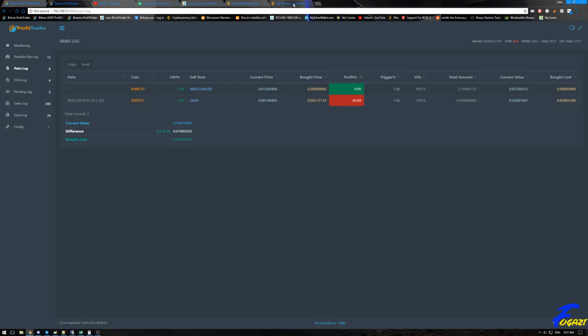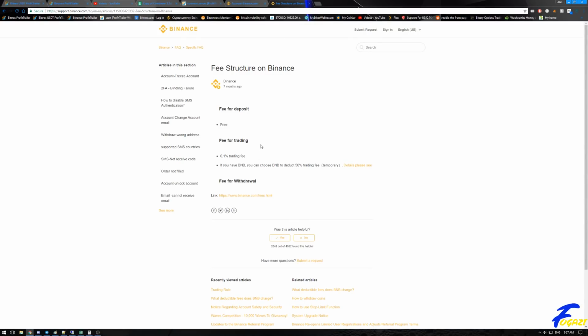Let's just have a look at the fee structure on Binance, so you don't think I'm lying. Your fee for trading is, I think, one of the lowest in the business, 0.1% trading fee. But if you use BNB for your fees, it's 50% less, so it's actually 0.05% trading fee. That's per trade, so that's 0.05% for a buy, and the same for a sell.